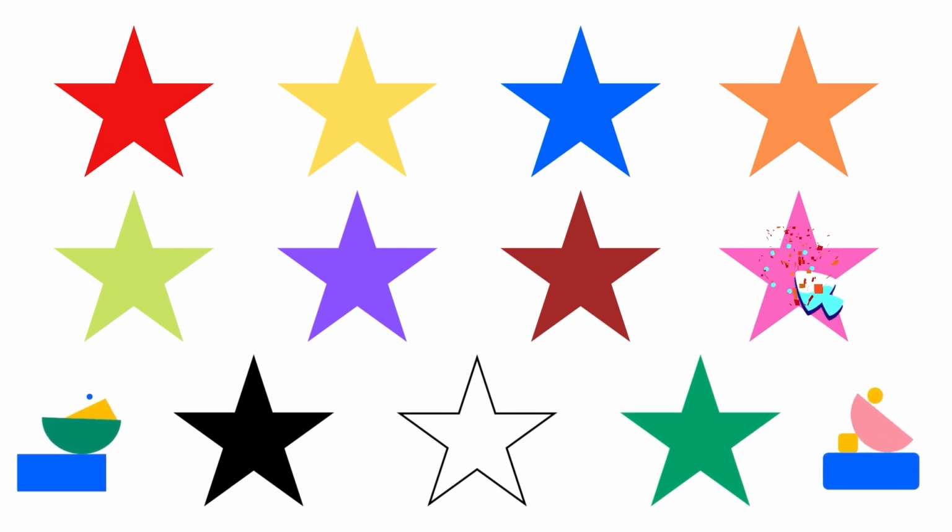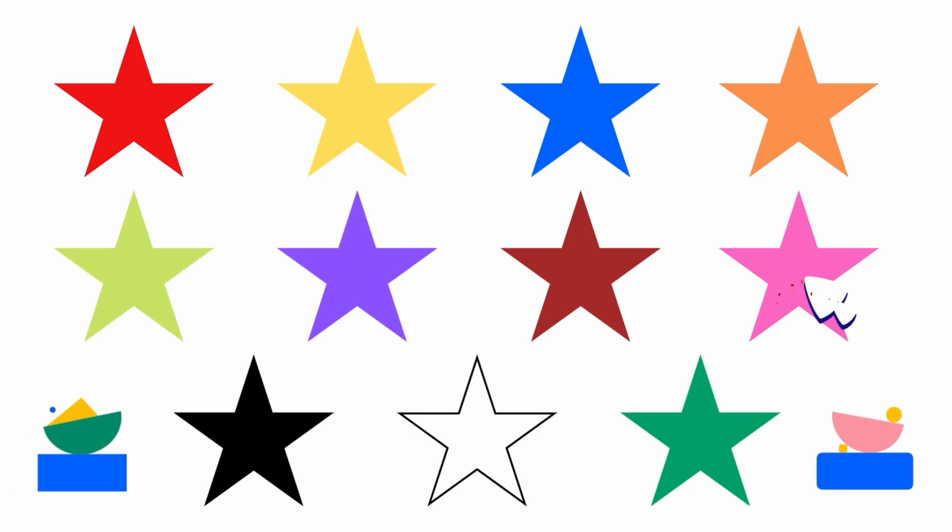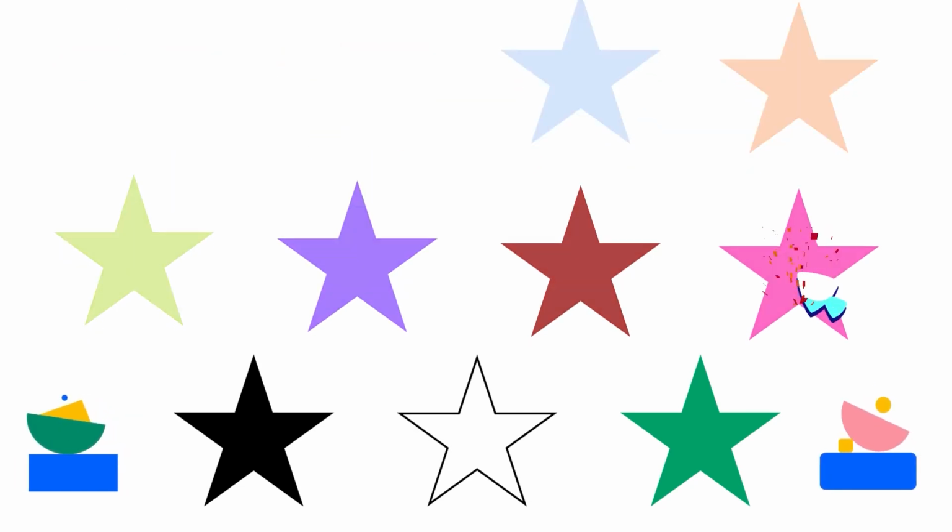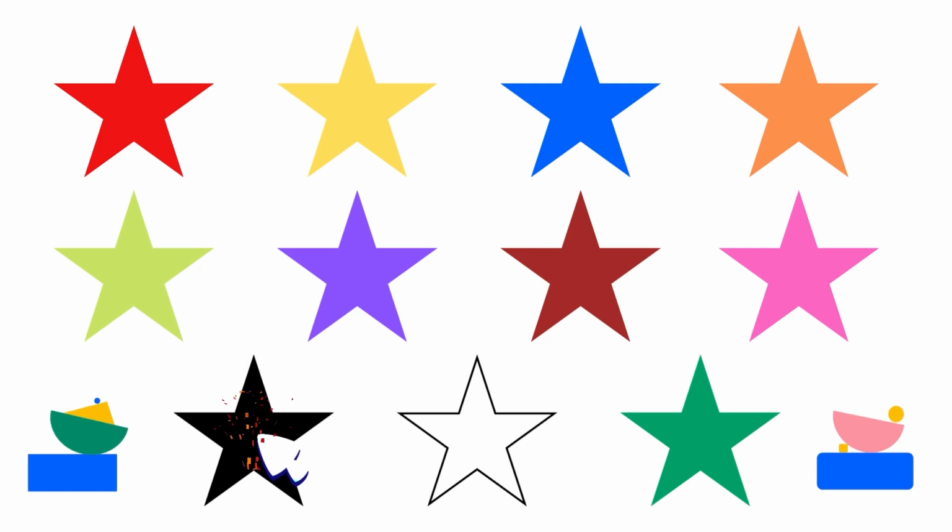Pink color. Pink color star shape. P is for pink color. Black color. Black color star shape. B is for black color.